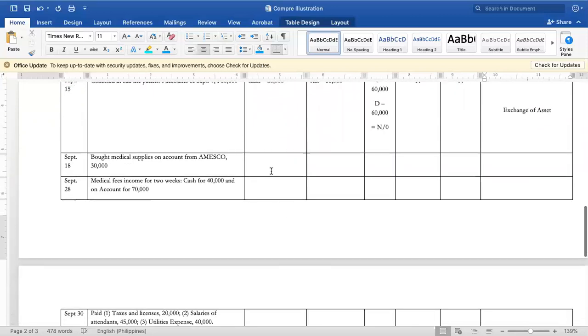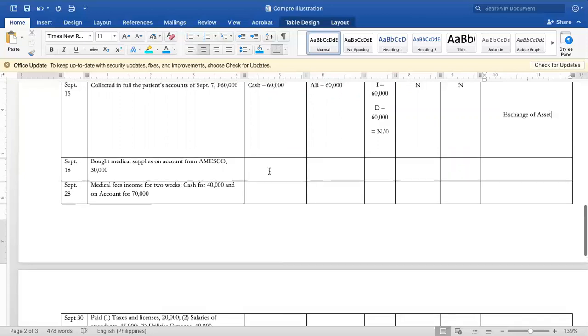Next, September 18, bought medical supplies on account from Amesco. So, we purchase medical supplies on account, pasabot, giutang. So, giutang nato siya. So, unsa itong nadawat ani nga transaction? So, we receive unused medical supplies.